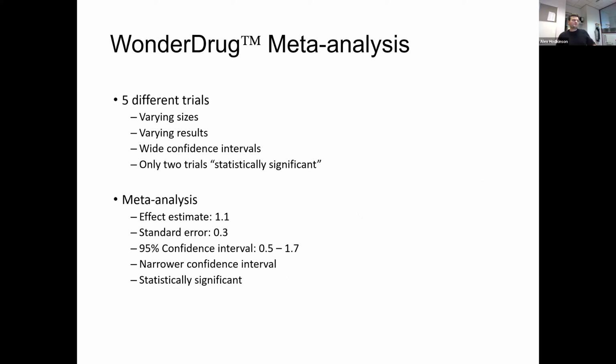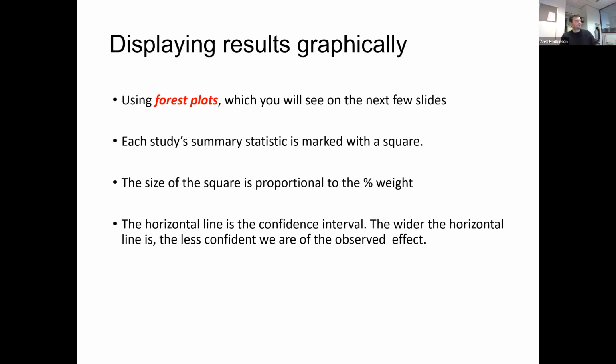So in this example, we've got very different sample sizes and varying results in terms of the effect sizes and confidence intervals, some significant, some non-significant. We've calculated the inverse variance weighted meta-analysis estimate: the pooled mean difference is 1.1, and the standard error is 0.3. Now we can calculate the 95% confidence interval, and as you can see, it lies between 0.5 and 1.7. So it's statistically significant, and we've got a much narrower confidence interval from pooling across these 5 studies. We can also display this graphically, which I'm going to show you in a minute.